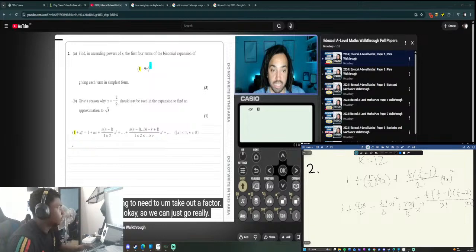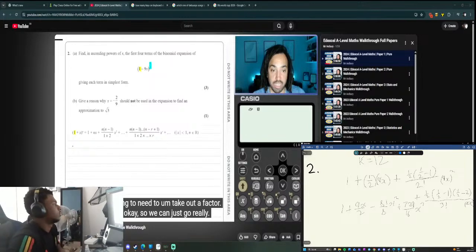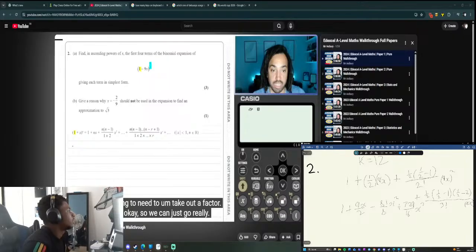there's no fractions. The reason why x equals minus 2 over 9 should not be used in the expansion, to find an approximation of 2 through 3. Well, because you can't use minus 2 over 9 because it is too small. Too small.